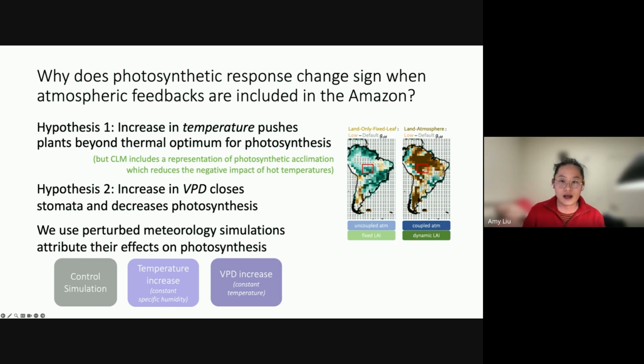And these simulations comprise a control run and a run where temperature was increased while specific humidity was held constant. And the third run where VPD was increased via specific humidity and temperature was held constant. And so the temperature simulation does include changes in VPD. So it includes both the direct and indirect effects, and to some degree affects VPD. But in the VPD increase simulation, where only the specific humidity was changed, that simulation will have solely the effect of VPD.